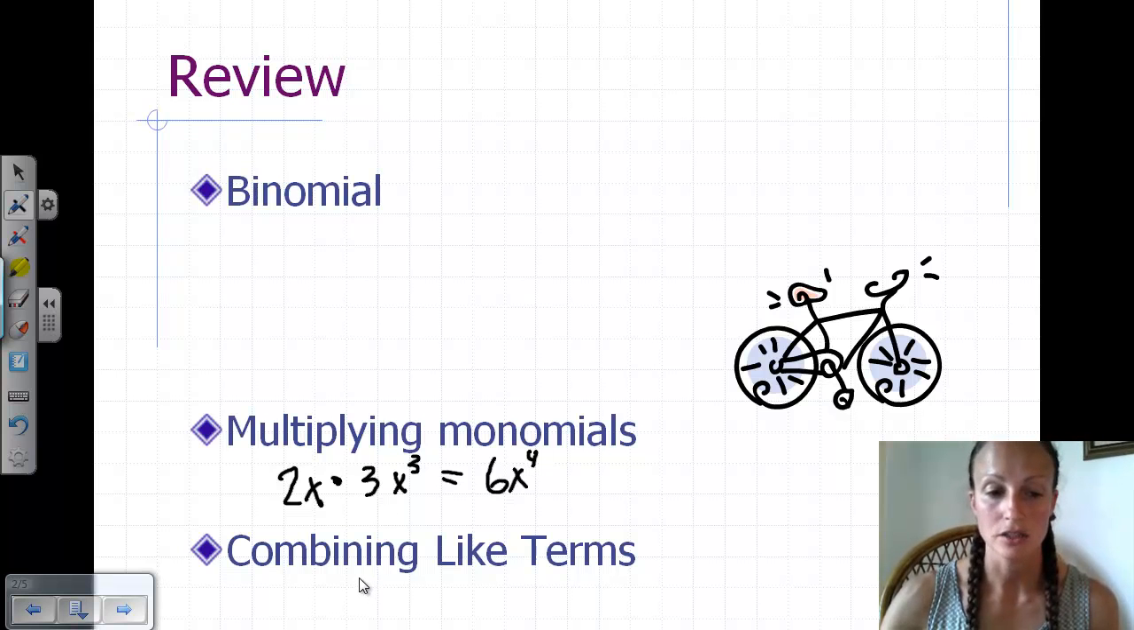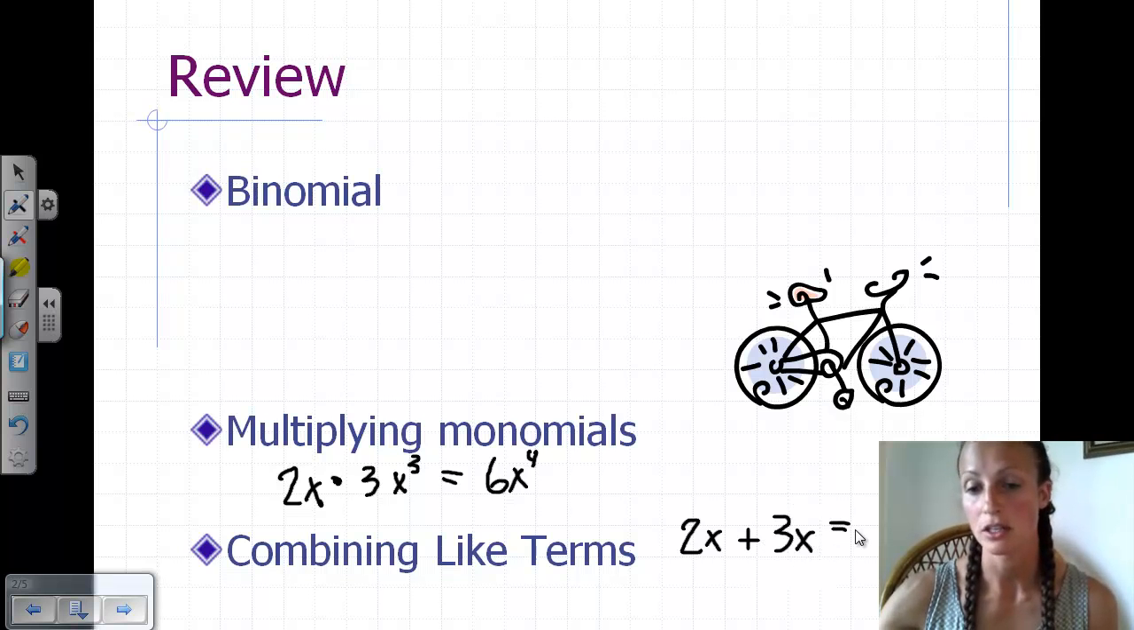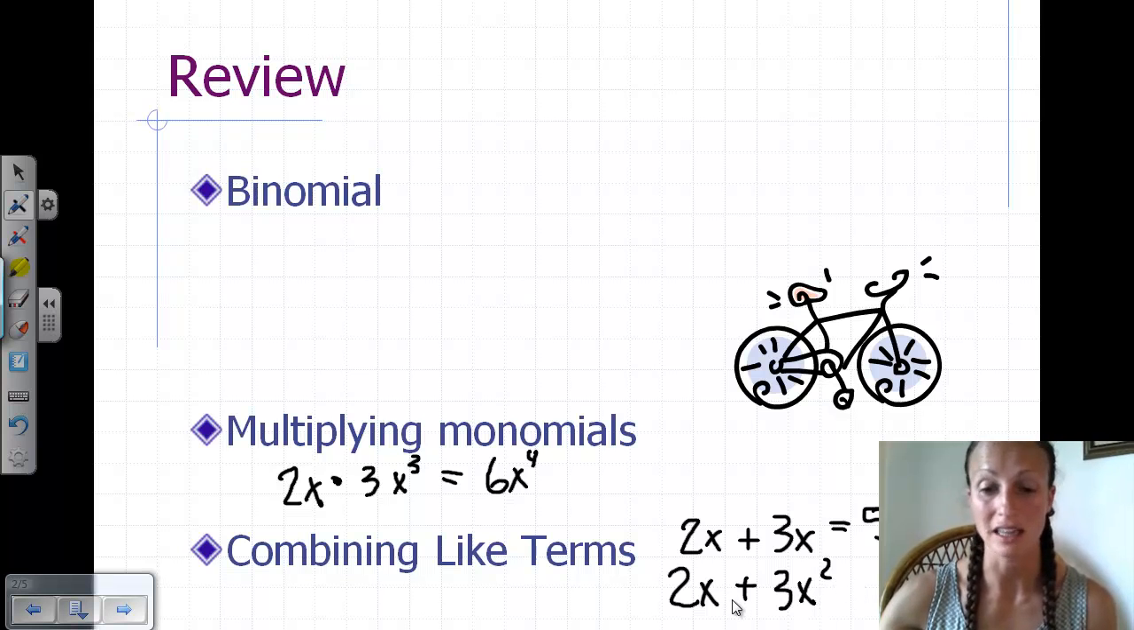Okay, the last thing to remember is how to combine like terms. Like terms have the same variable and the same degree, or the same exponent. So if you're going to combine like terms, like 2x and 3x, you can combine those into 5x. So here we have added the coefficients. Because they had the same degree, we were able to do that. If we were asked to combine like terms in 2x plus 3x squared, we wouldn't be able to combine anything. That's the simplest form.